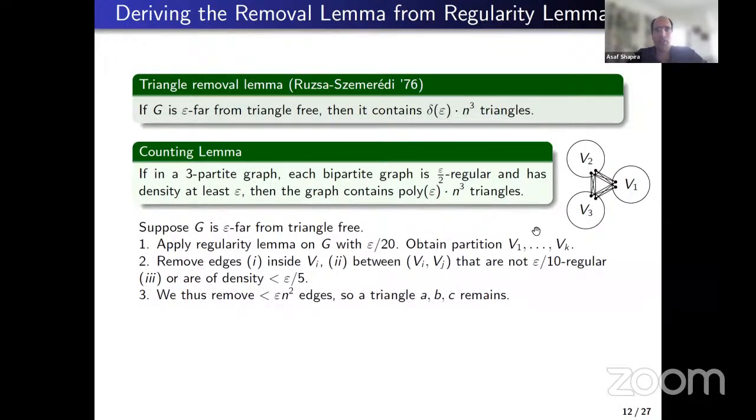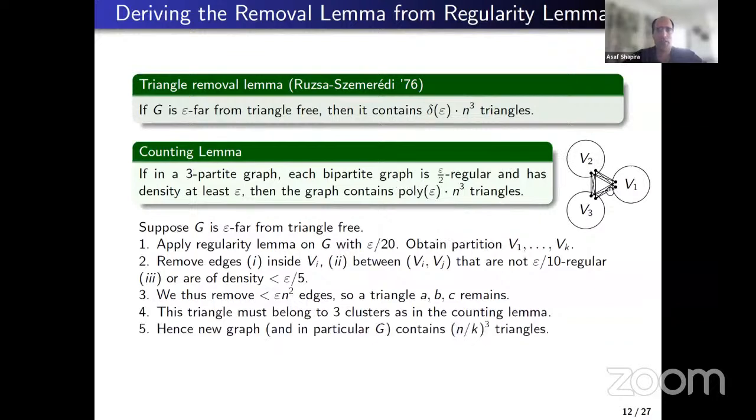And by the assumption, there is still a triangle remaining. Now, in this case, this triangle has one vertex in each of 3 sets, such that the 3 sets are both dense and regular. So this means by the counting lemma that this triple of vertex sets contains lots of triangles. Now, what is lots of triangles? It's roughly n over k cubed.